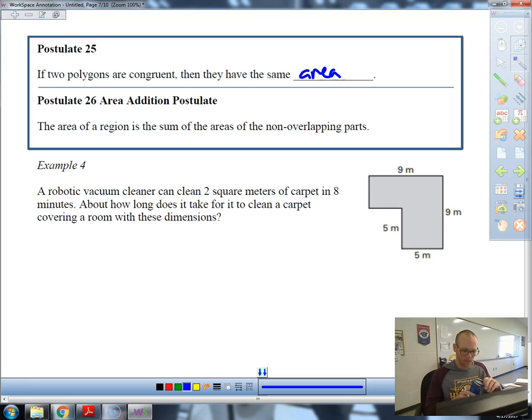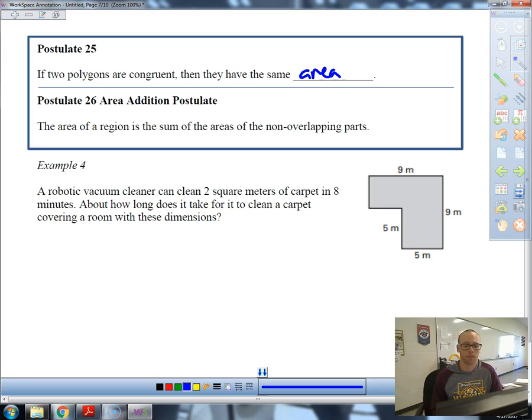Postulate 26, our 26th postulate of the school year. Okay. Area addition postulate. We've had several addition postulates throughout the year. This one says the area of a region is the sum of the areas of the non-overlapping parts. If I want to find the area of an object that I don't have a formula for, kind of like this one down here, okay, I can find the area of that by adding together areas of non-overlapping parts. Okay. So let's look at this one, a robotic vacuum cleaner.